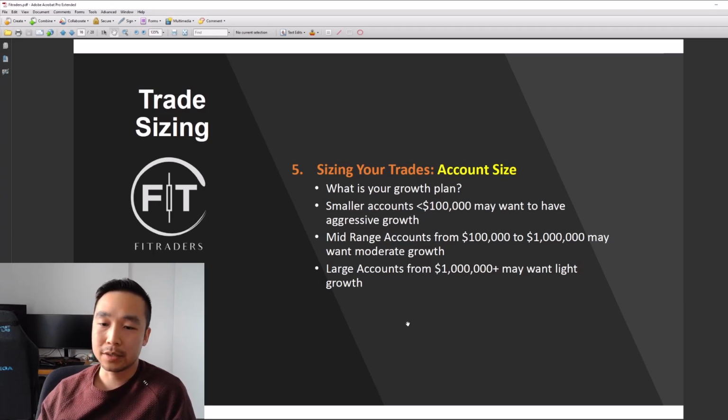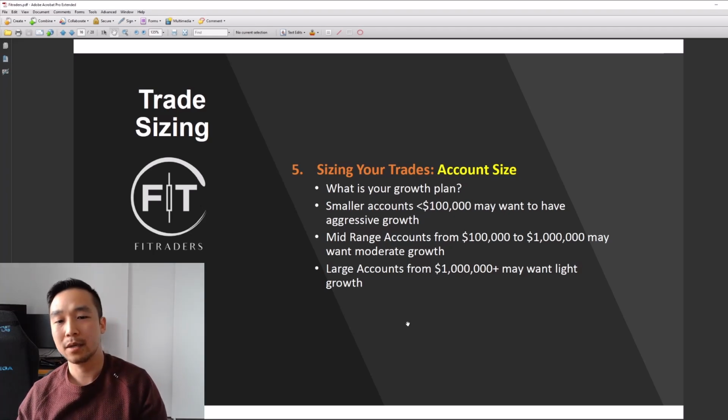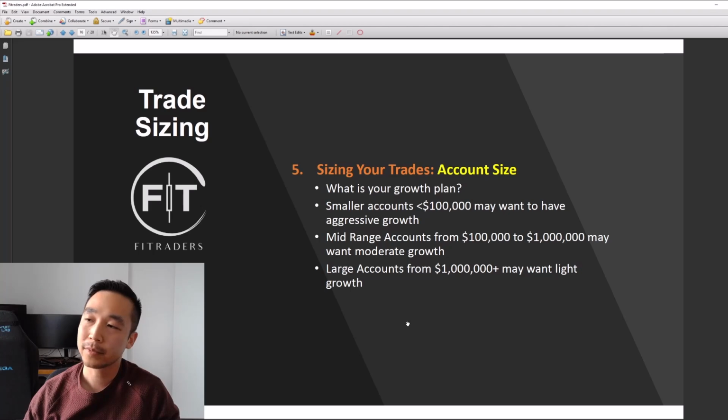With mid-range accounts, like from $100,000 to $1 million, you might want to have moderate growth. And for larger accounts, because you have such a large account already, you don't need to grow that account rapidly. So you might want to just have light growth. But again, you've got to take this with a grain of salt. It depends on your experience in the market.